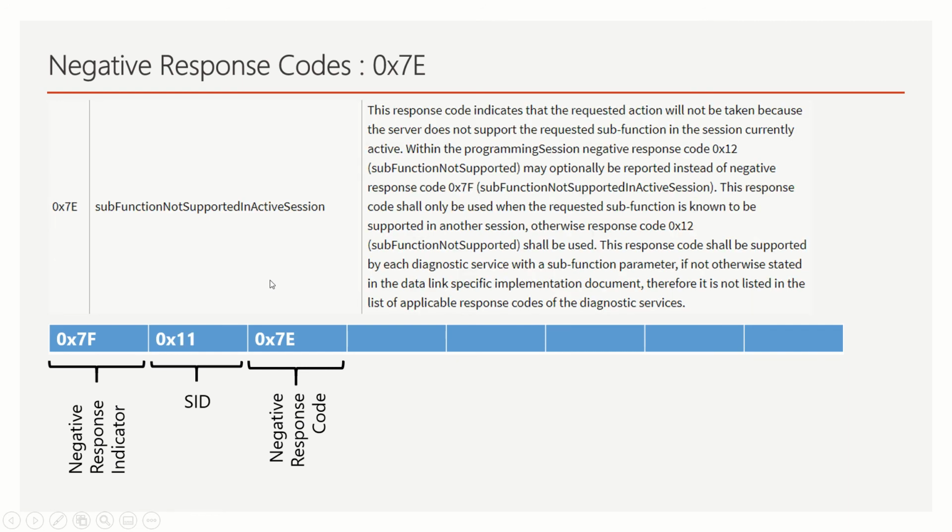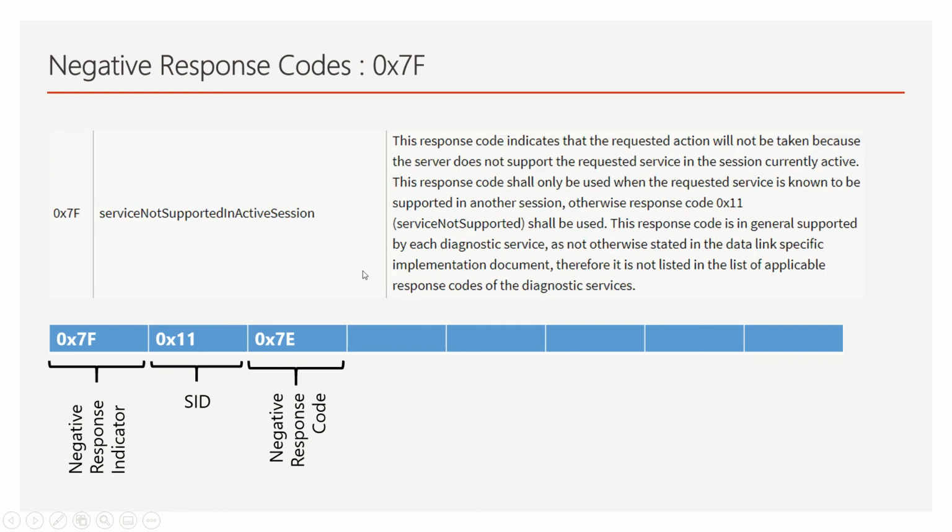The next one is NRC 7E, which says sub-function not supported in active session. So in the session you are trying, it is not supported, and that's why it will send 7E. 7F is service not supported in active session. If the service itself is not supported, then this will be sent.